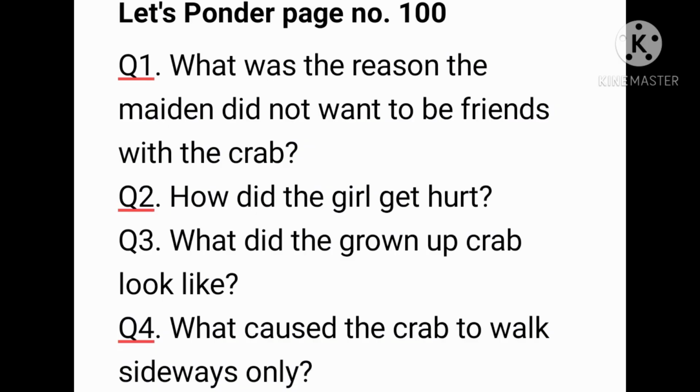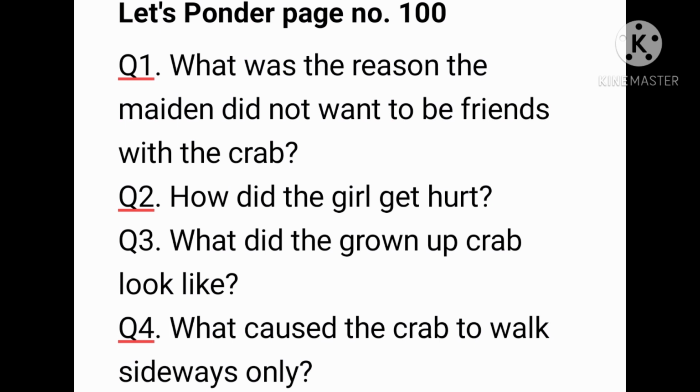Now these questions are given on page number 100. Let's ponder. Okay, it's at the end of the first part of the chapter and you have to answer these questions. So question number 1. What was the reason the maiden did not want to be friends with the crab? Maiden means little girl or girl. So what was the reason? The crab was a stranger. Yes, and she did not know what the creatures of the water world were like.